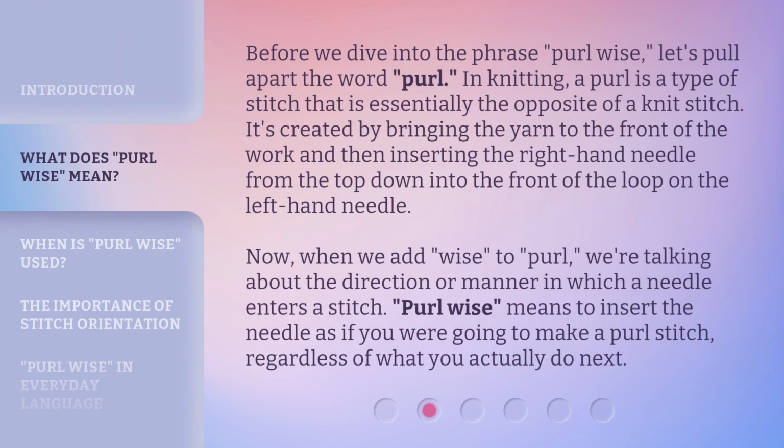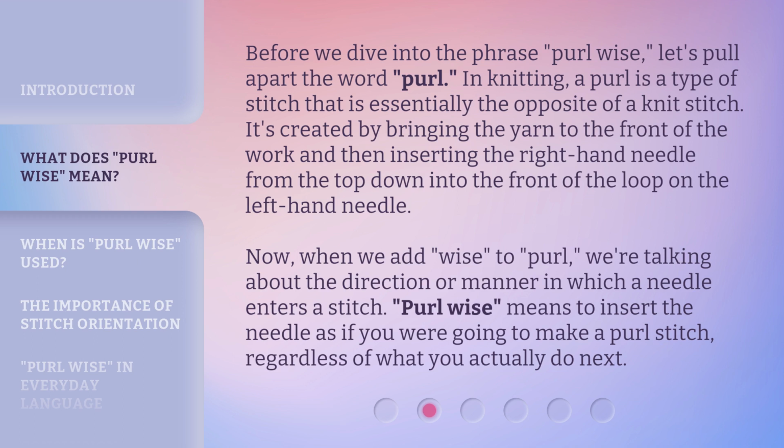Before we dive into the phrase, purl wise, let's pull apart the word purl. In knitting, a purl is a type of stitch that is essentially the opposite of a knit stitch. It's created by bringing the yarn to the front of the work and then inserting the right-hand needle from the top down into the front of the loop on the left-hand needle.